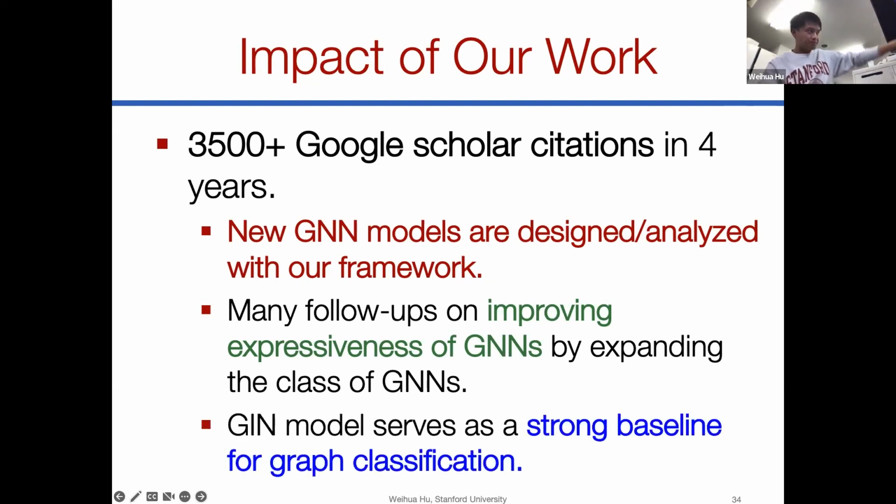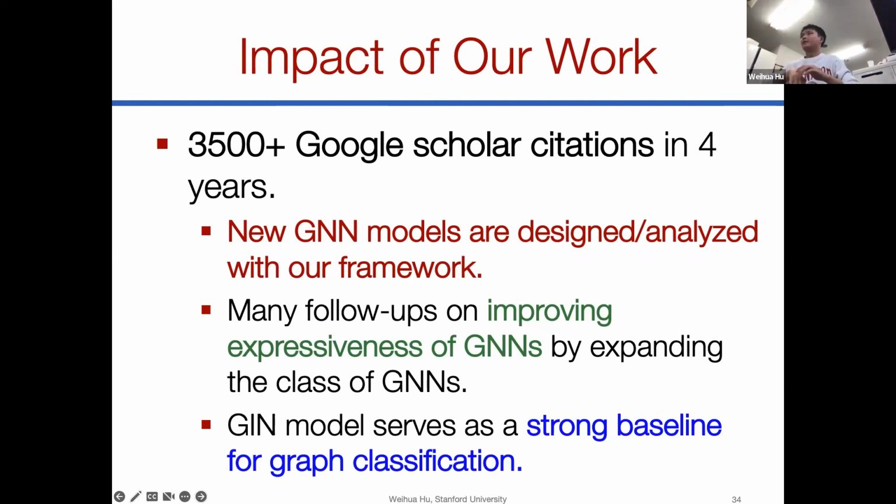And the summation-based GIN model serves as a strong baseline for graph classification. That means GIN is already expressive, but still other people propose different structures, and try to show that the new ones are better than GIN in practice. Right. So GIN is most expressive within the class of this combine and aggregation function.